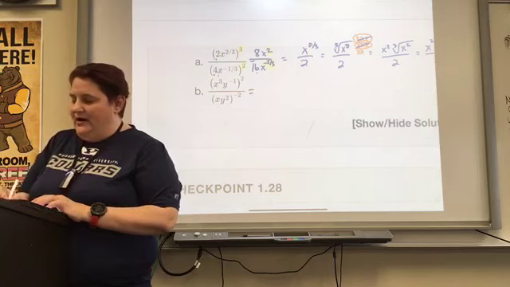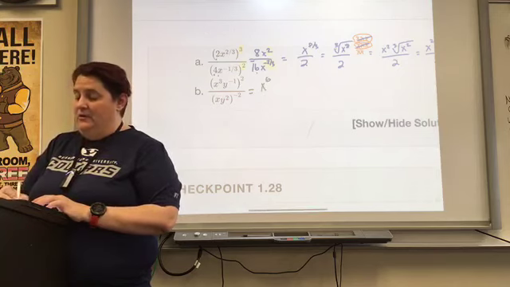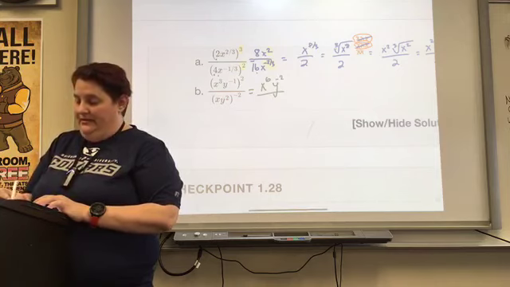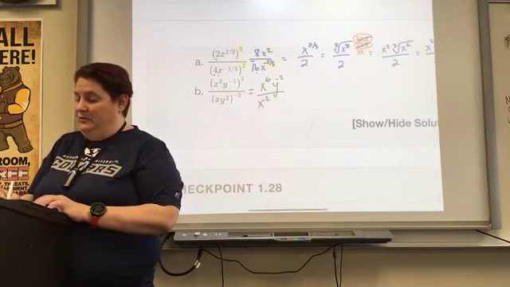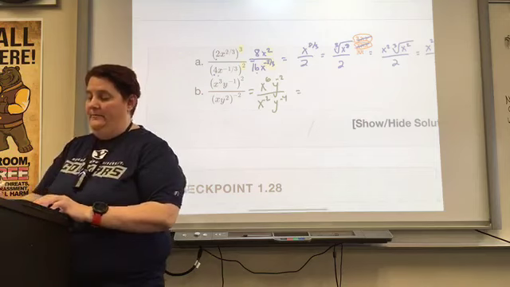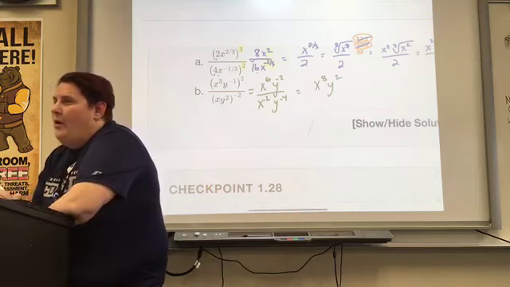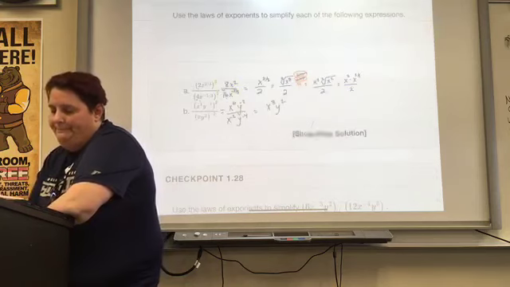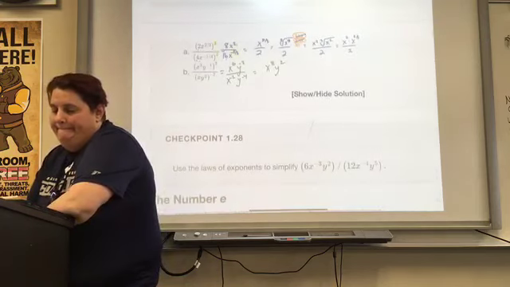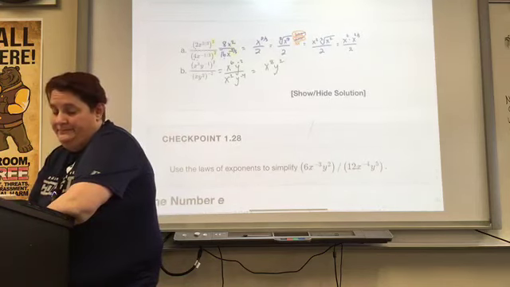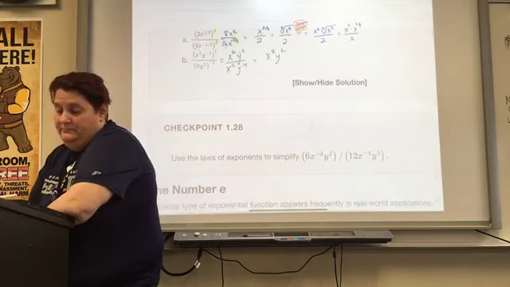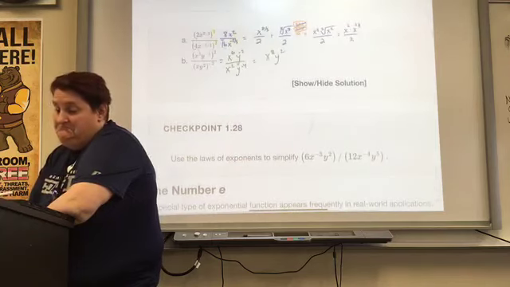X to the 3rd squared is x to the 6th. Y to the negative 1 squared is y to the negative 2. Over x to the negative 2, y to the negative 4. And now we subtract, but that's just adding them, so it's x to the 8 and y to the 2. You're right. Okay, I understand this part now. Just add makes more sense.